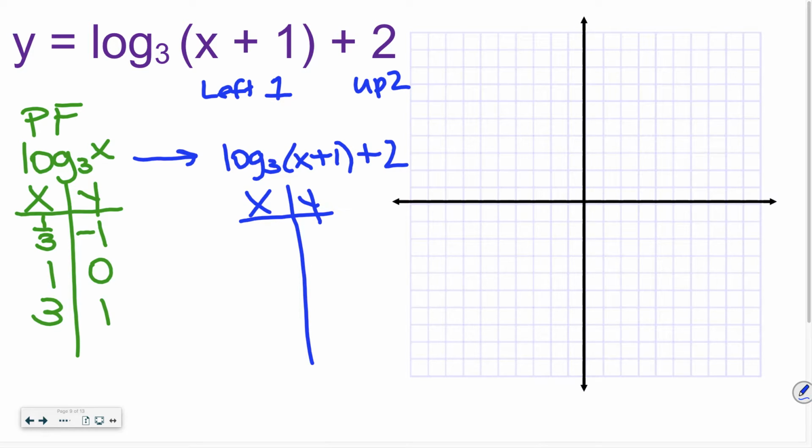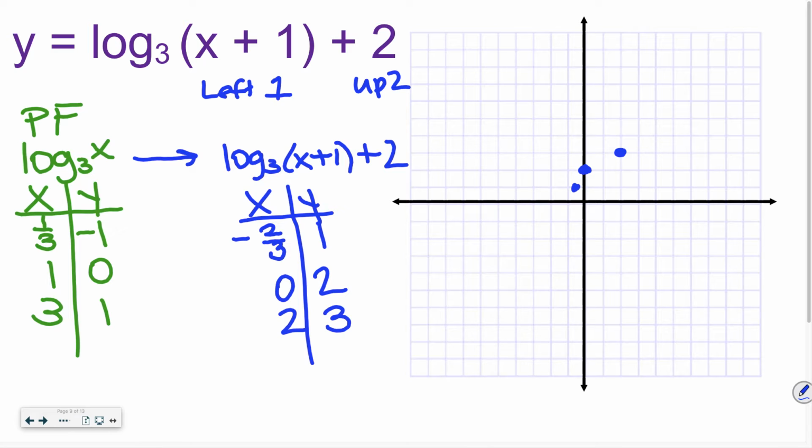Okay, so whether you do it numerically or on the graph, we have the coordinate 1/3, negative 1 that we need to move left 1 and up 2. So we're now at the coordinate negative 2/3, 1. We have the coordinate 1, 0. We need to move it left 1 and up 2. So now we are at 0, 2. And then finally we have the coordinate 3, 1. We need to move left 1 and up 2. Oh, make a little trail there. And so now we're at the coordinate 2, 3.